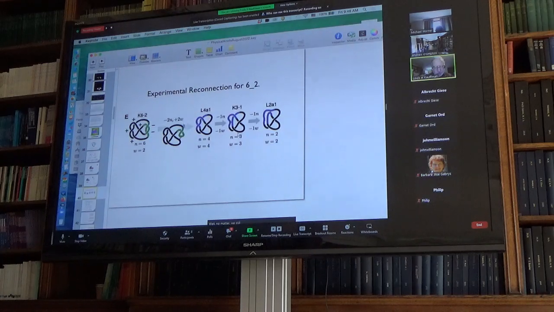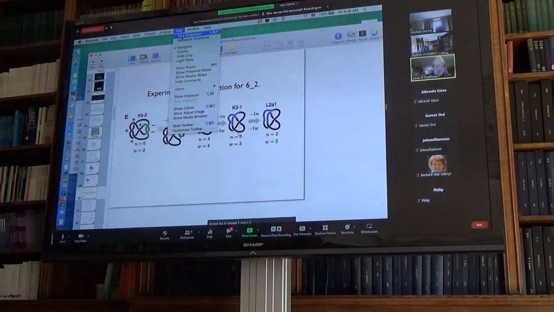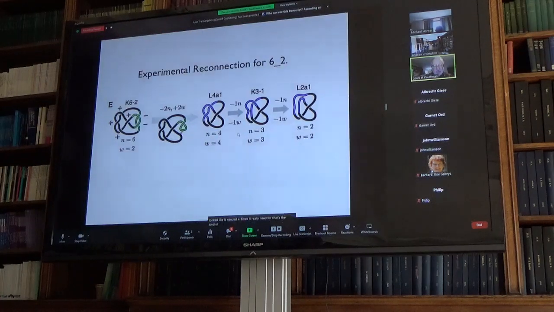We started with this and we turned it into a link, 1. Then we turned that link into a trefoil knot, that's 2. Then we turned the trefoil knot into a Hopf link, that's 3. And then we turned the Hopf link into nothing, and that's 4. So it looked like it needed 4. Does it really need 4? That's the kind of question I'm concerned with.